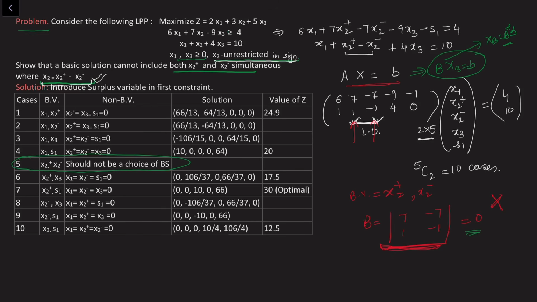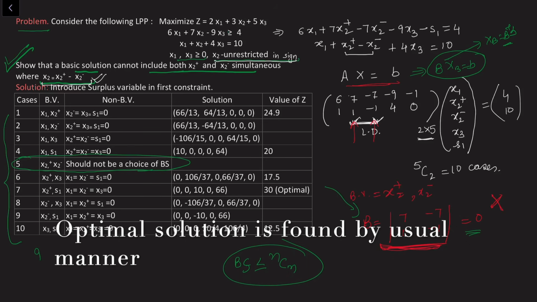So there are effectively 9 cases that we have for basic solutions. That satisfies that basic solutions are always less than or equal to nCm, and it also addresses our problem: show that a basic solution cannot include both x2 plus and x2 minus. It cannot be included because the determinant of the matrix B is equal to 0, or we can simply say that these two columns are linearly dependent.